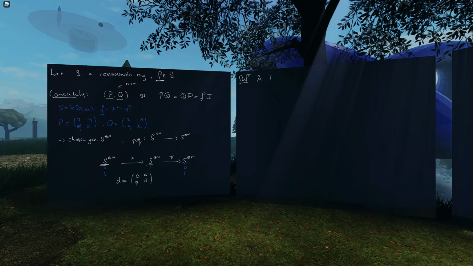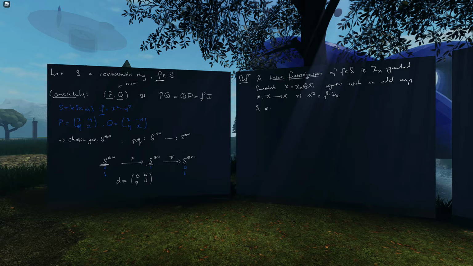So a linear factorization of F in S is a Z2 graded S module X together with an odd map d, such that d squared is equal to F times the identity on X, right?